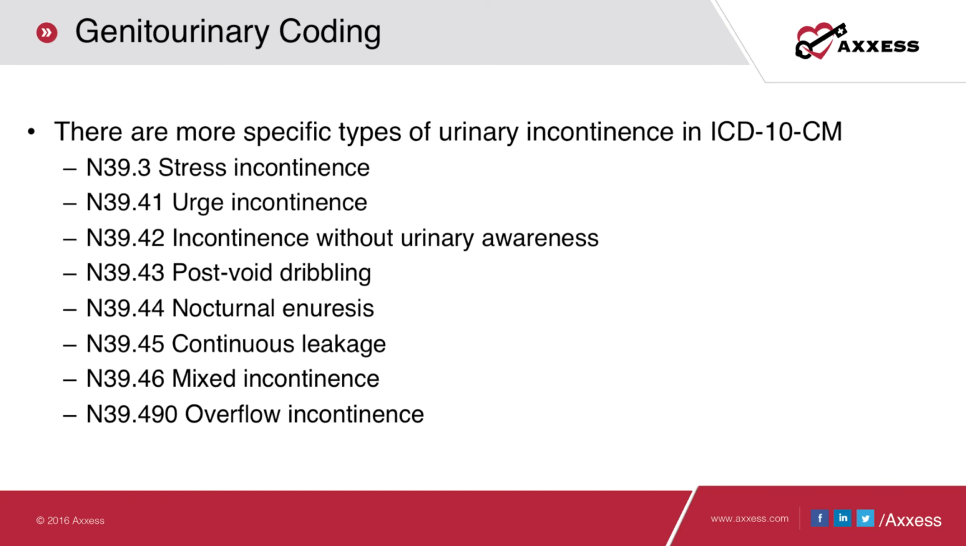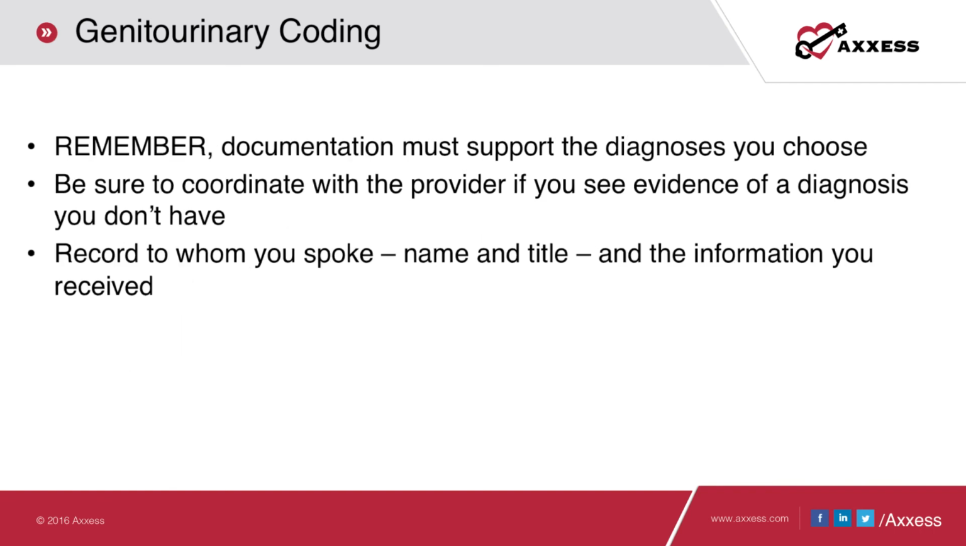For example, you have N39.3, stress incontinence, N39.41 is urge incontinence, N39.42 is incontinence without urinary awareness, N39.43 is post-void dribbling, N39.44 is nocturnal enuresis, N39.45 is continuous leakage, N39.46 is mixed incontinence, and then N39.490 is overflow incontinence. So you have many, many more types of incontinence to code.